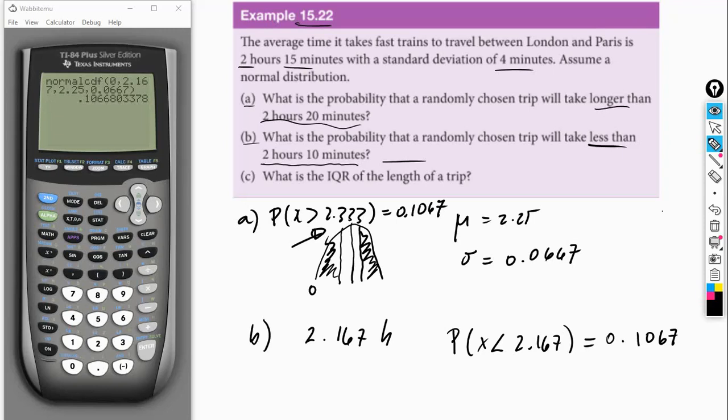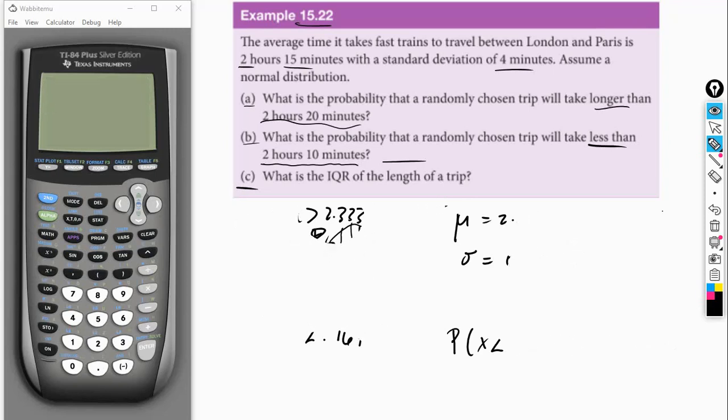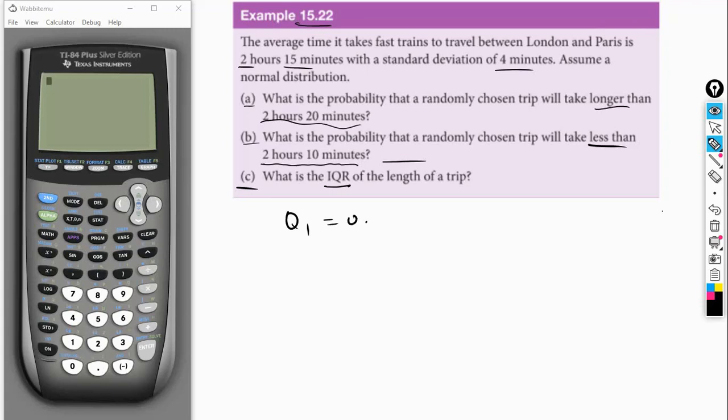So now let's focus on part C. For part C, they want us to find the IQR of the length of the trip. So for this, we need the values for quartile 1, or 0.25 or 25%, and for quartile 3, which is 0.75 or 75%. So for this, we're going to use the function called inverse normal, which you can see is number 3 under distributions. And the first thing we need to plug in is the area.